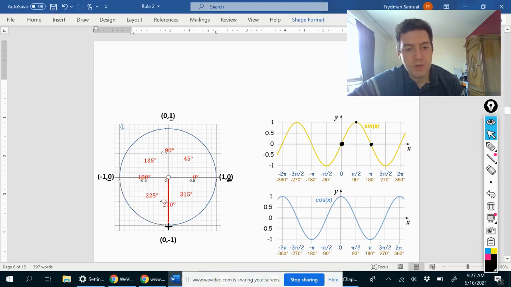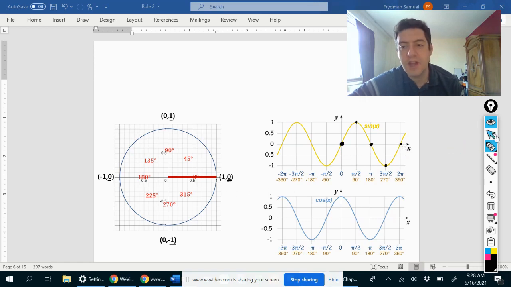Okay, and then at 270 degrees, the y value would be -1. And then back to 0. Well, really, this would be 360 degrees. We're back where we started, but since we went all the way around, we would say 360 degrees now. Then we would be back at 0 for the y value. So at 270 degrees, the y value was -1. That was back here. And then at 360 degrees, the y value is 0 again.